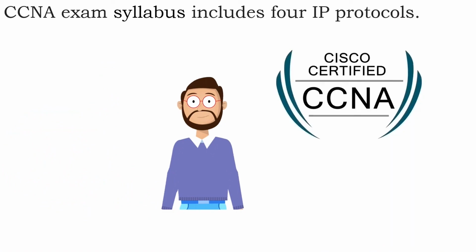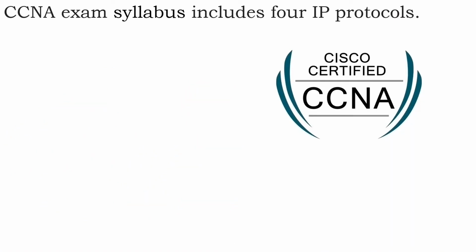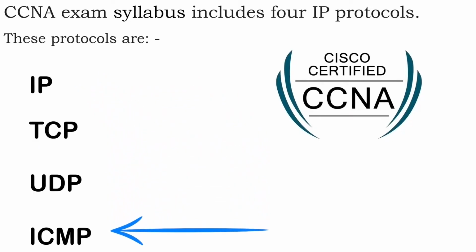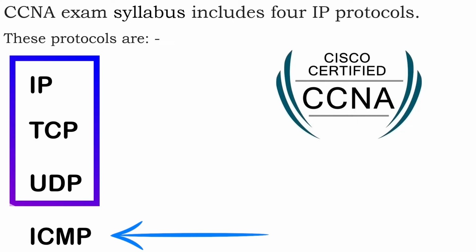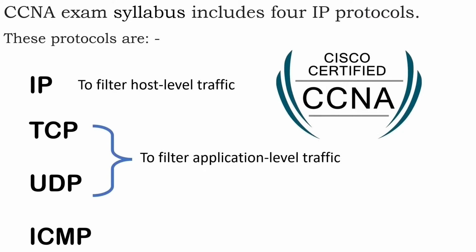As I mentioned earlier, for the CCNA exam, you should know how to filter traffic of 4 protocols. These protocols are IP, TCP, UDP, and ICMP. We have already discussed IP, TCP, and UDP. We use the IP protocol to filter host-level traffic. We use TCP and UDP protocols to filter application-level traffic.